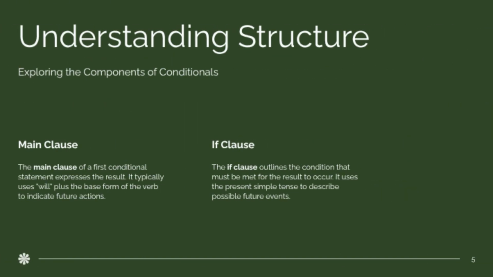Understanding structure, main clause. The main clause of a first conditional statement expresses the result and typically uses will plus the base form of the verb to indicate future actions. If clause: the if clause outlines the condition that must be met for the result to occur. It uses the present simple tense to describe possible future events.